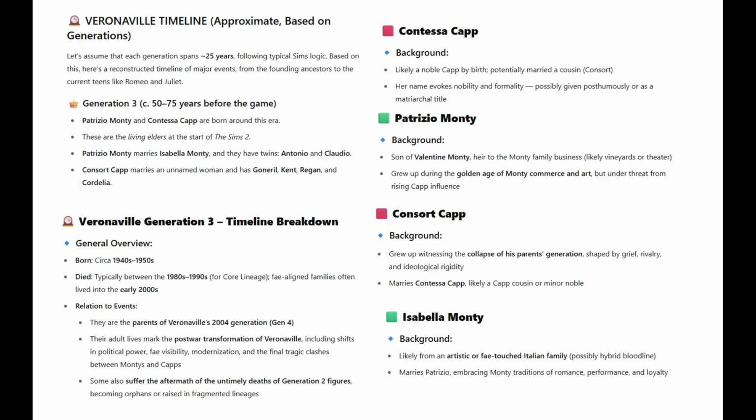And now we're moving on to Isabella Monty, who likely came from an artistic or a fae-touched Italian family. I don't really see the fae elements. The artistic part, it definitely makes sense due to her huge interest in cooking. And out of she and her husband, she's really the creative cook in the family. He's just more the business figurehead. We'll get more into that a bit later. She does end up marrying Patrizio, embracing the Monty traditions of romance, performance, and loyalty. And we will see how that takes place. Despite her not being actively involved in the feud when she's younger, she becomes a lot more active once she becomes an adult and obviously marries Patrizio.